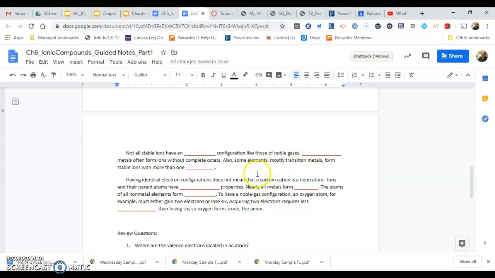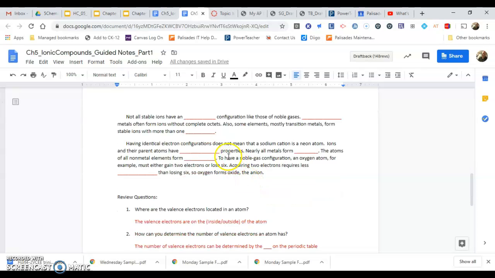And then not all stable ions have an electron configuration like those of the noble gases. Transition metals form ions without complete octets. Also, some elements, mostly transition metals, form stable ions with more than one possible charge. So having identical electron configurations does not mean that a sodium cation is a neon atom. Ions and their parent atoms have different properties.